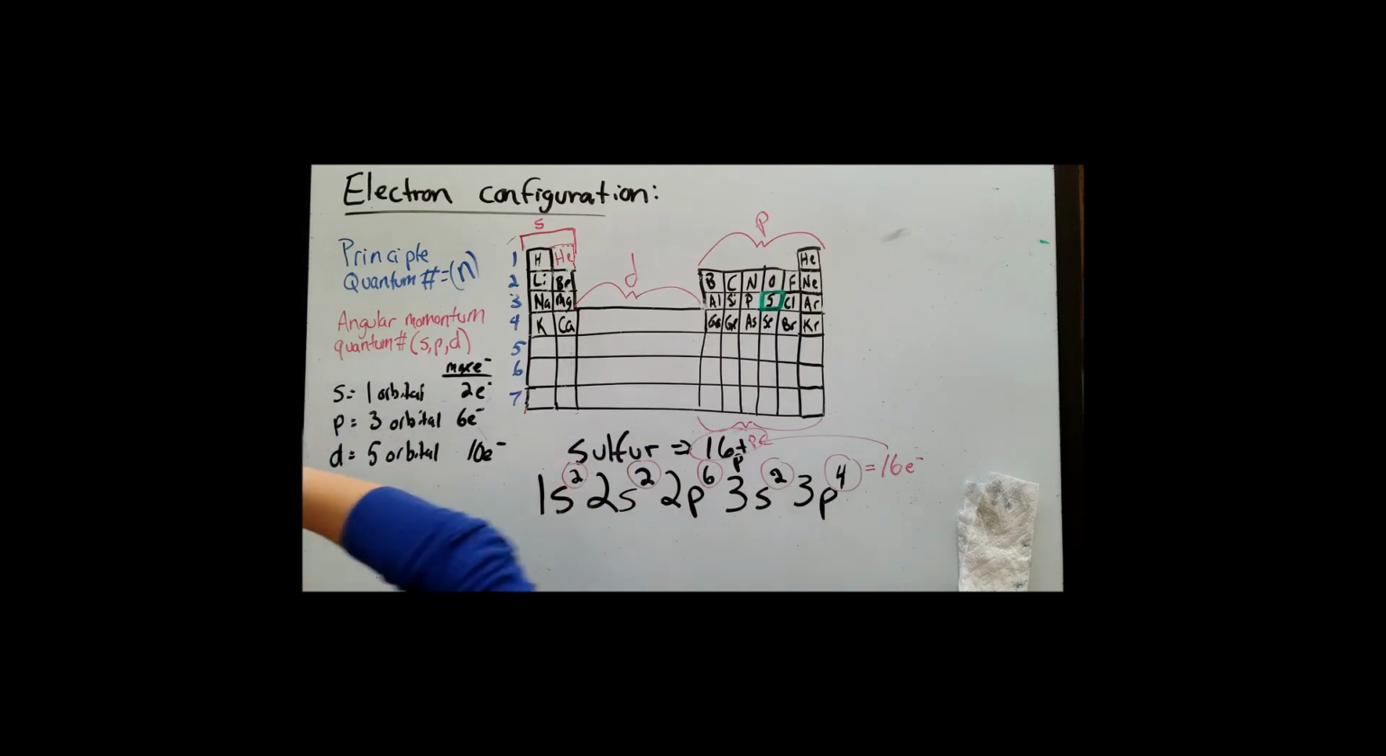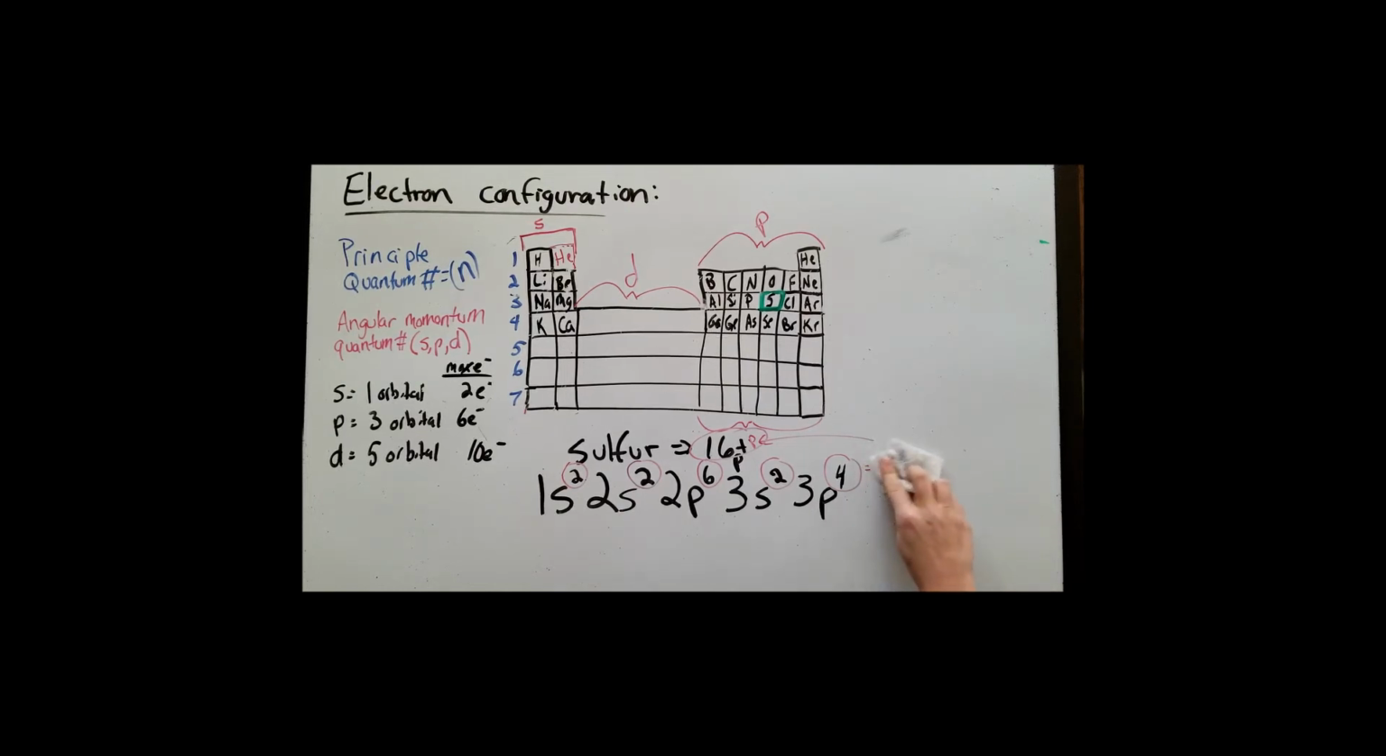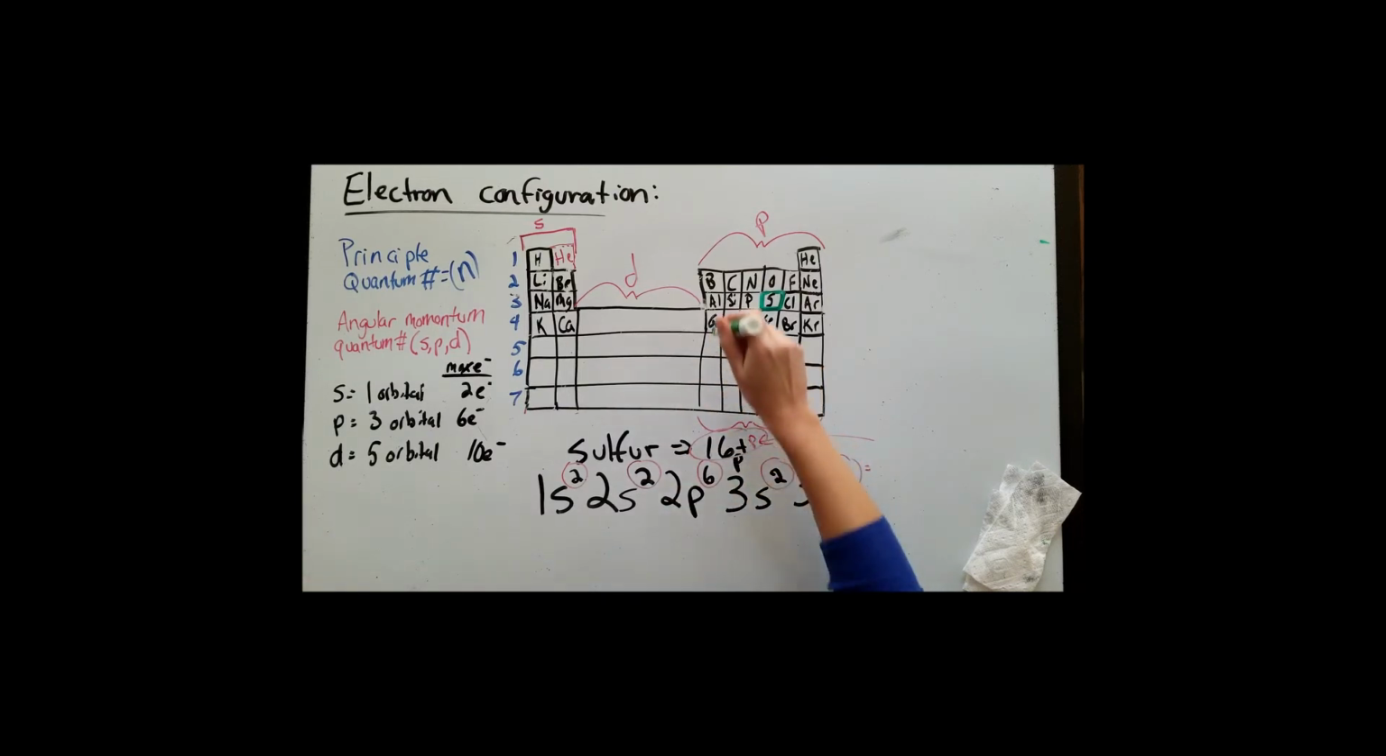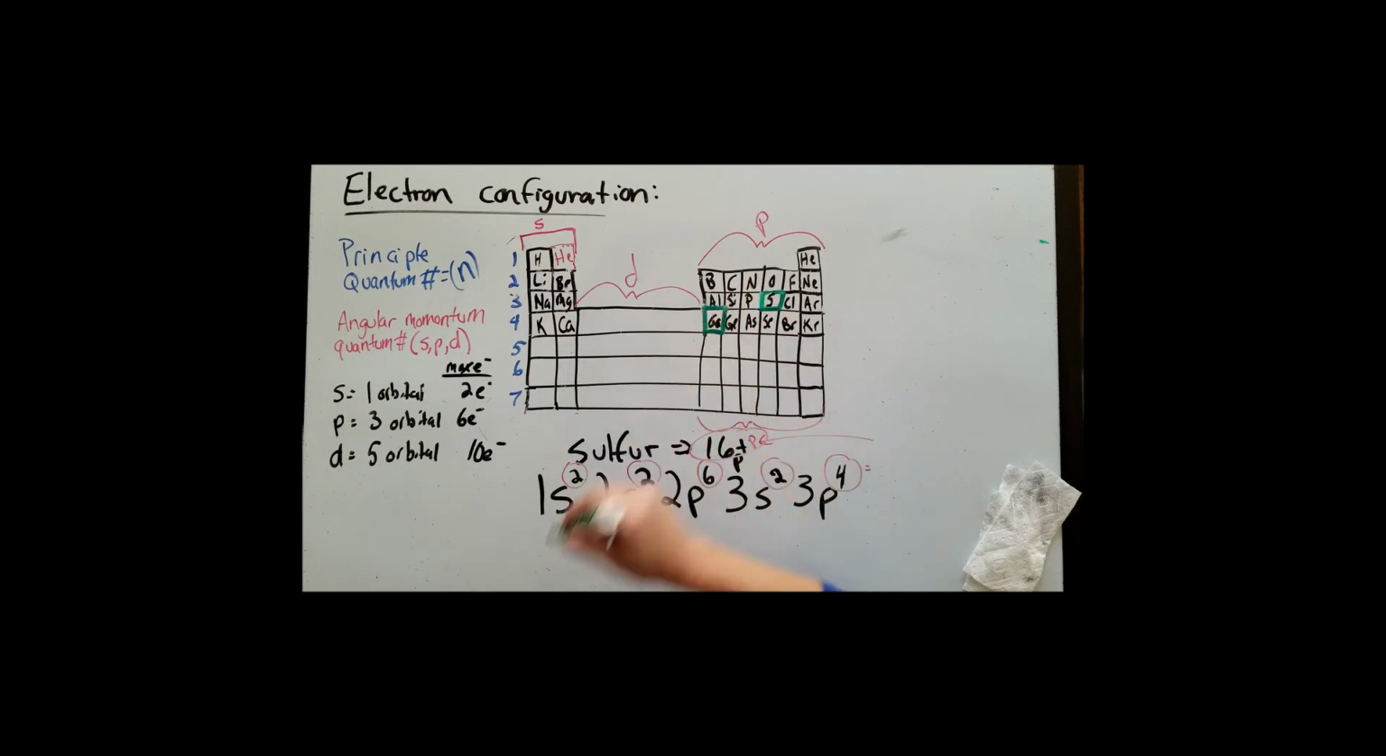All right, let's try another one. So I'm going to leave this one up. We'll do one more down here, and then I'll show you a shorthand way to represent these. Okay, so we just did sulfur. Let's do one a little bit further in. How about gallium? So we're going to go to this one next, gallium. So the electron configuration for a neutral gallium atom.